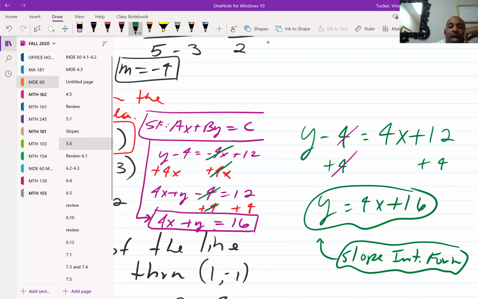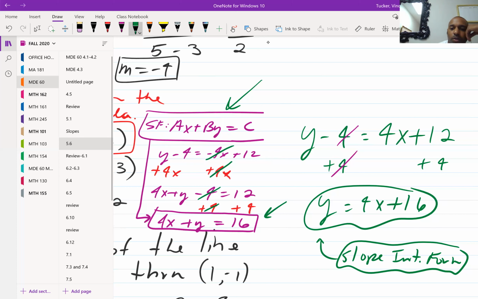Now it's possible that they may ask for standard form, which is right here, ax plus by equals c. And all that means is that you want your terms that are connected to your variables on one side of your equation, and the constant, the number that's not attached to a variable, on the other side of the equation. And that's what we ultimately did here.